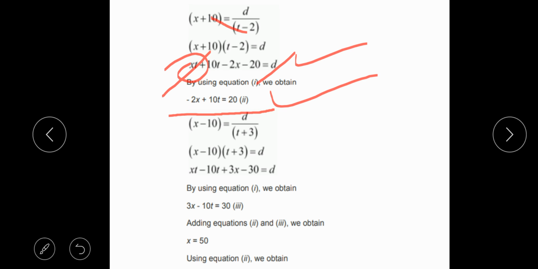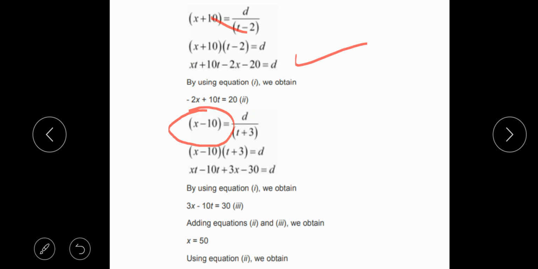Now again, the same method we have to do for the second case. Now if we decrease the speed by 10 kilometer per hour, then time will increase. How much? 3 hours. It takes 3 hours more. Therefore, distance upon time t plus 3. So again solving by cross multiplication, you will get another equation, that is 3x minus 10t is equal to 30. Now solving second and third, you have to add second and third. After adding, you will get the value of x is equal to 50.